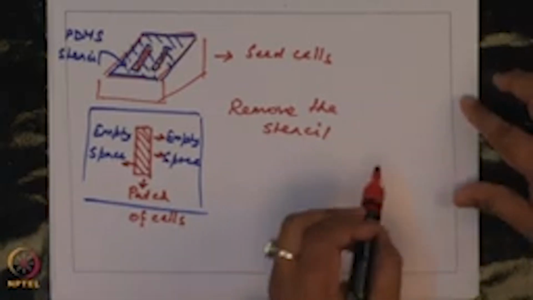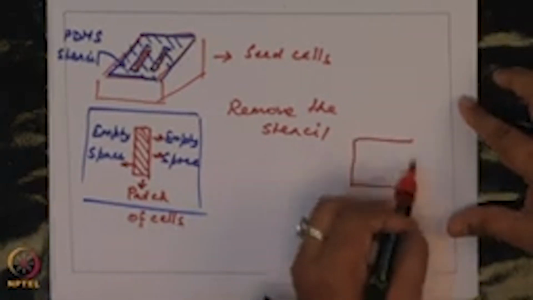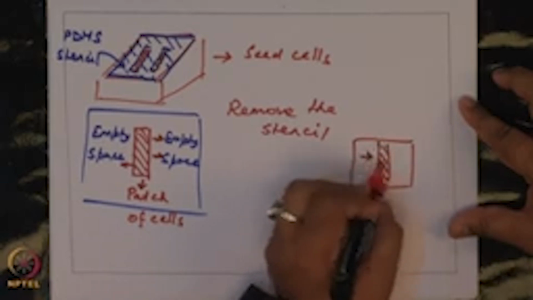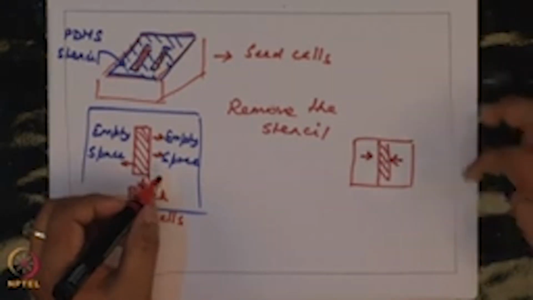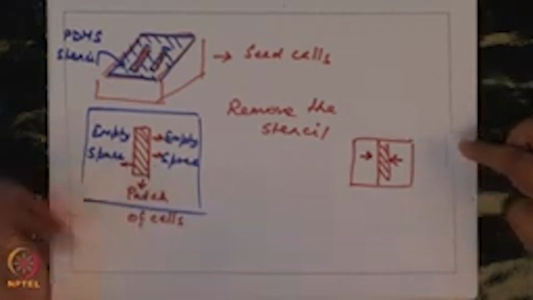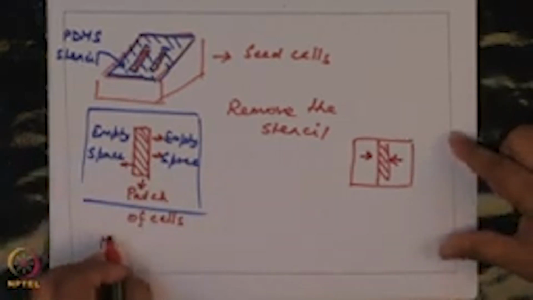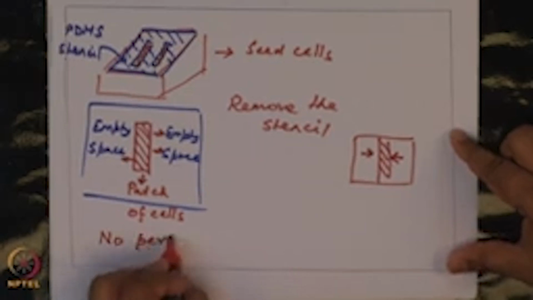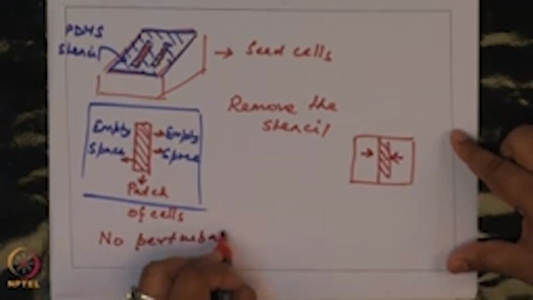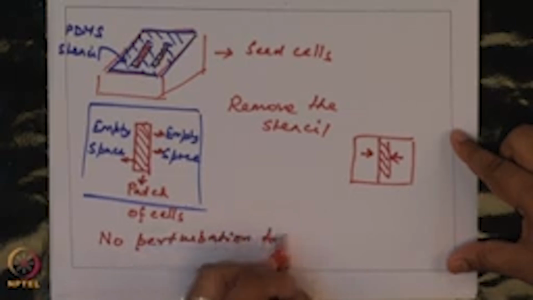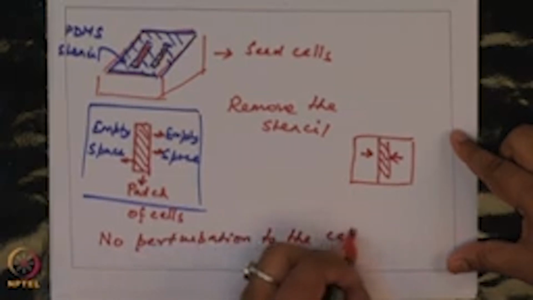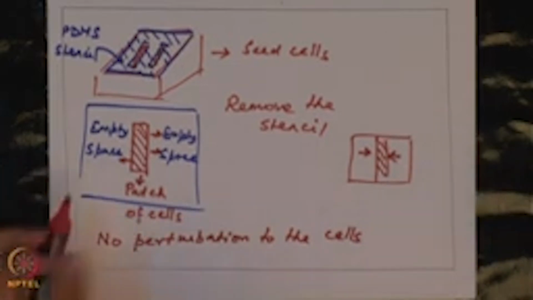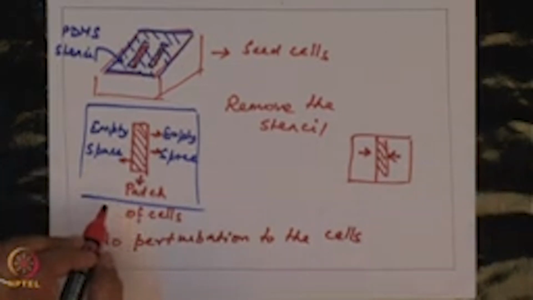So, compared to the wound healing assay, where this is your wound and the cells migrate inward, this is similar, and in this case the cells migrate outward, but you have no perturbation to the cells. Cells are not perturbed. So, not a single cell has died in this particular assay, that is one of the strengths of this assay.